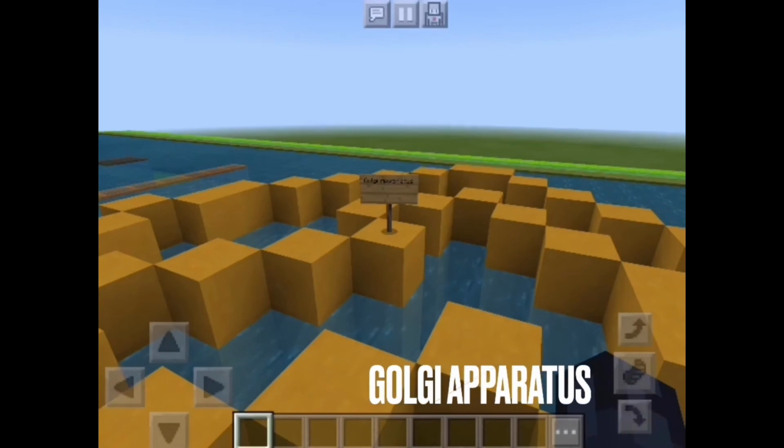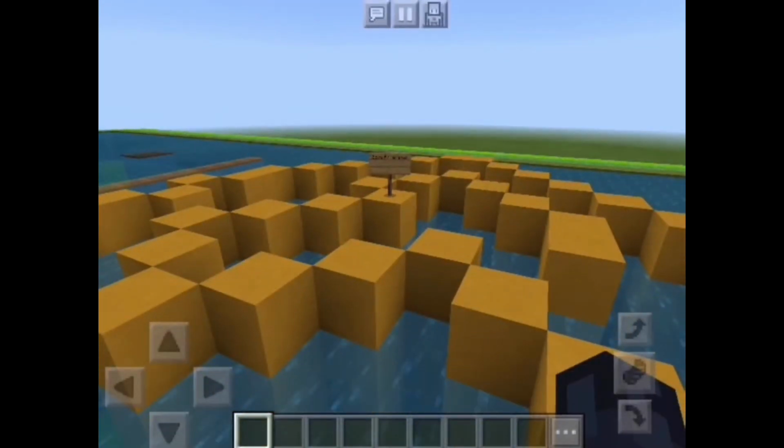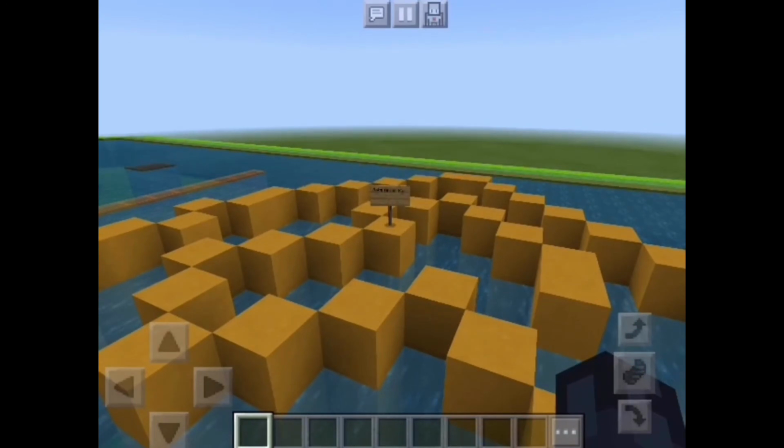Golgi apparatus. Golgi apparatus consists of closely layered stacks of membrane enclosed spaces that process, sort, and deliver proteins. It also packages proteins. Some of them are sorted in Golgi apparatus or transported to other organelles.